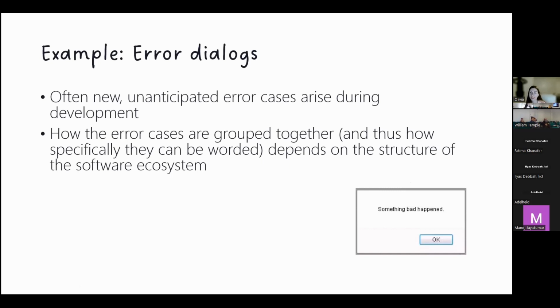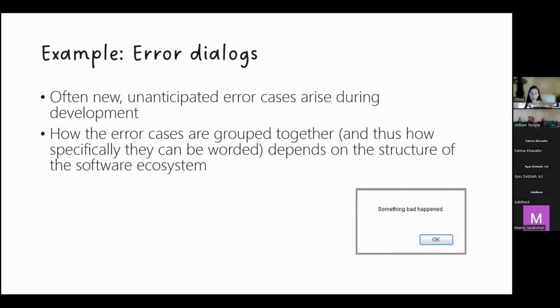The bad error dialogues that we talked about earlier are another example. Often the reason for these is that new error cases are found during development. These cases may be specific to the software ecosystem, and thus they may not have even been possible to anticipate during the design stage. And the structure of the ecosystem determines how much we can know about what caused the error. But the structure of the ecosystem usually wasn't designed with the user experience in mind.